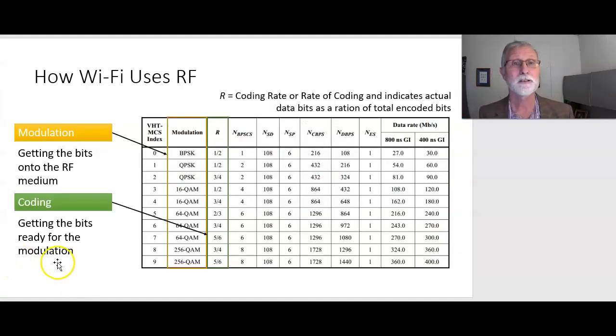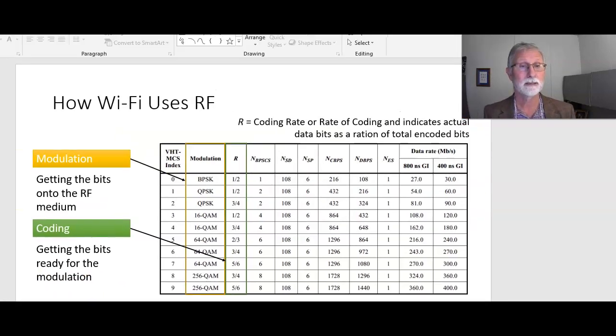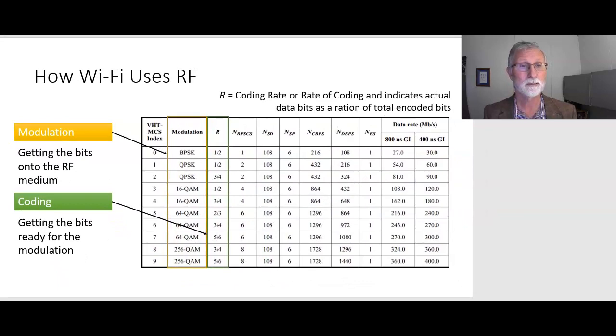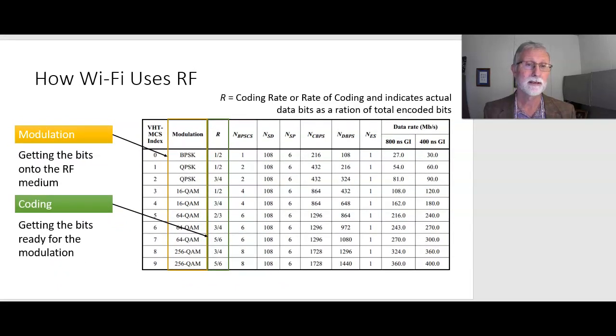Now that you understand a little bit about basic RF stuff, the question is, how does Wi-Fi use this to transmit and receive data? Basically, two different things are involved: modulation and coding. Modulation is a way to get bits onto an RF medium.